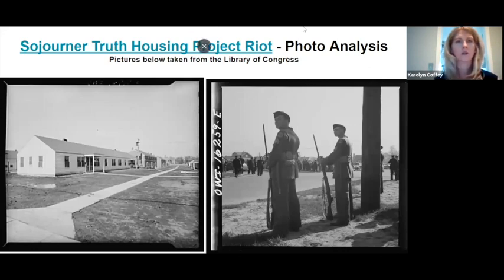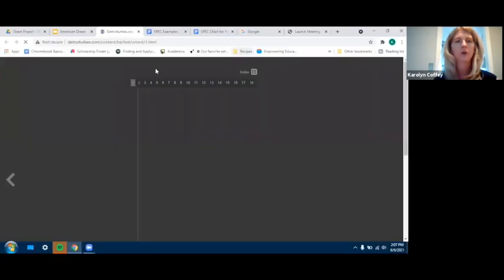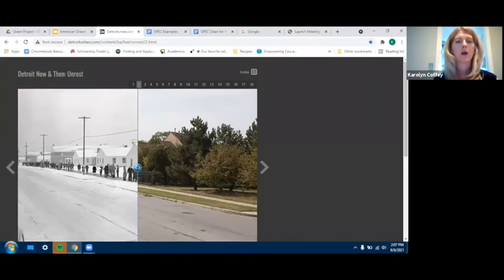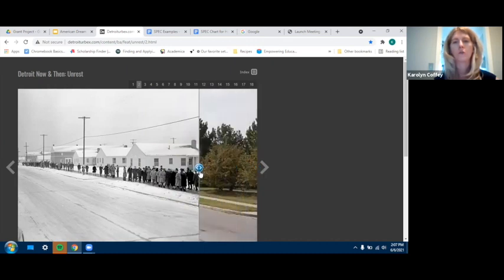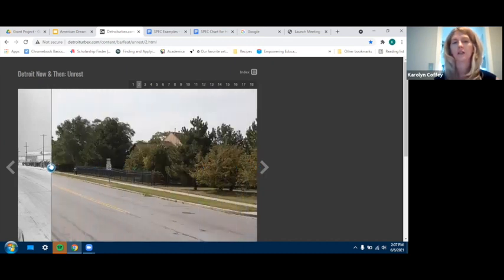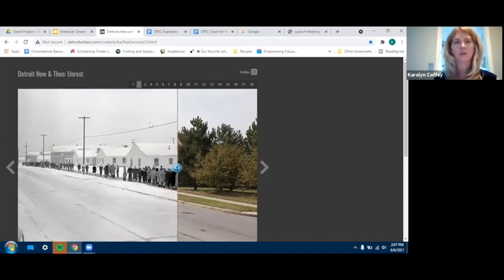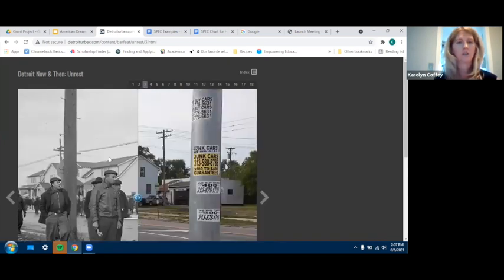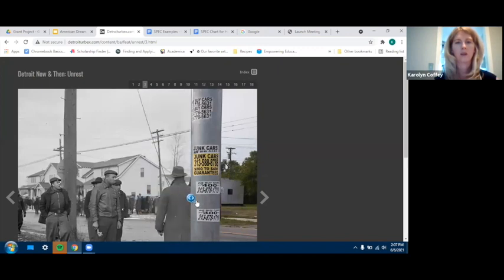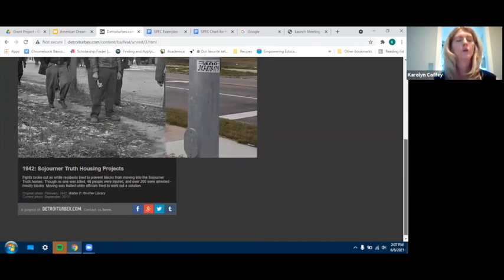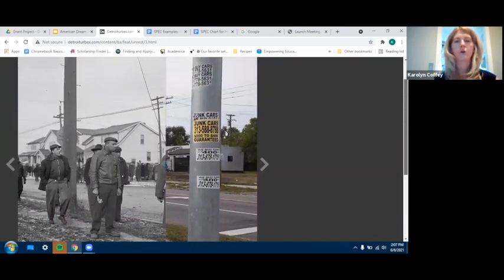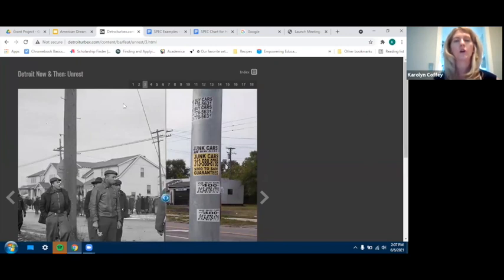And with this activity, students are able to look at actual photographs of the riots that took place in front of the Sojourner Truth housing projects, but then they can also scroll back and see what that area looks like today. So it's a pretty interesting view in that regard. And then there's information about what happens below, and students can complete a photo analysis on any of the photos on the Sojourner Truth riot.